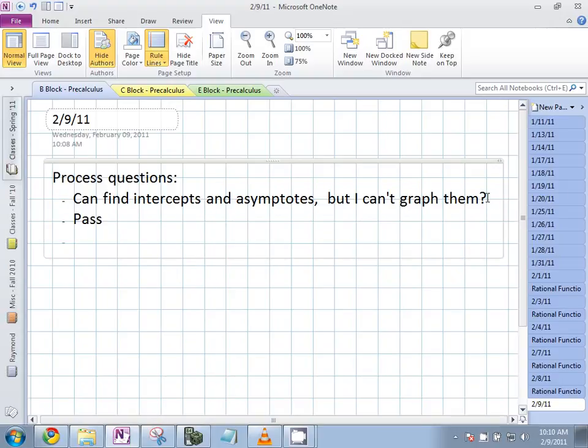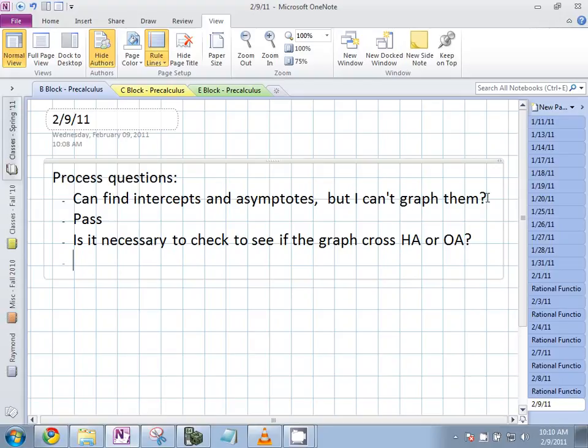Is it necessary that for every graph you figure out if there is a crossing, an intersect of the graph and the horizontal asymptotes? Is it necessary for every graph to check to see if the graph crosses the HA or OA? Yes. Other questions, and we'll answer them all. I don't understand what the horizontal asymptote actually does. What does the HA mean? Okay. What else?